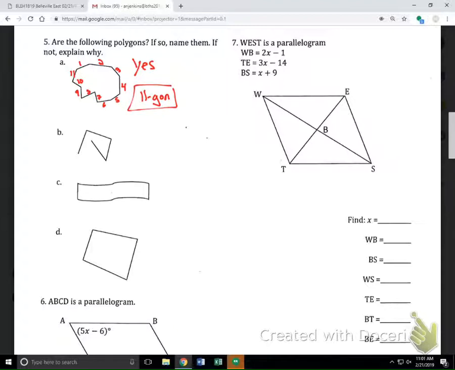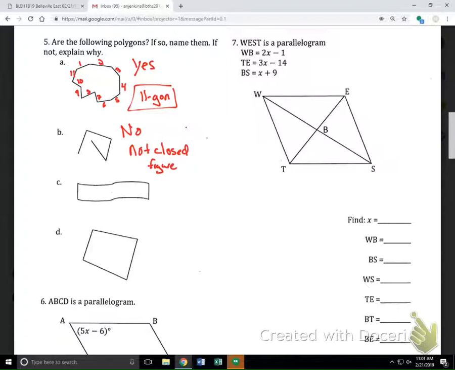Our next one. Is it formed by segments? No. Is it closed? It is not closed, right? Those segments don't reach the endpoints. So no, it is not a polygon, because it is not a closed figure. It says to explain, so you have to put all of it. It's 11-gon, G-O-N.